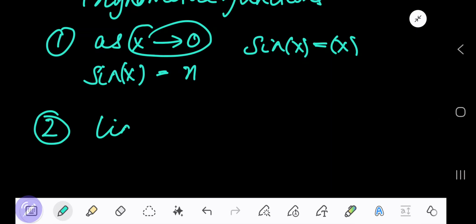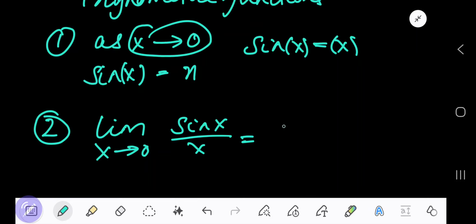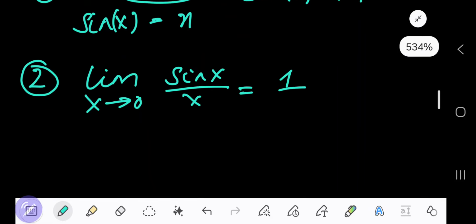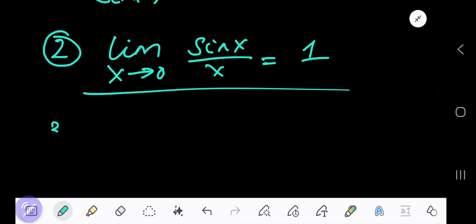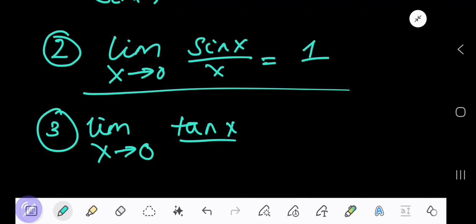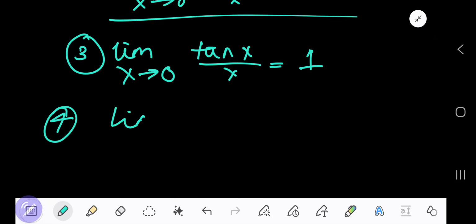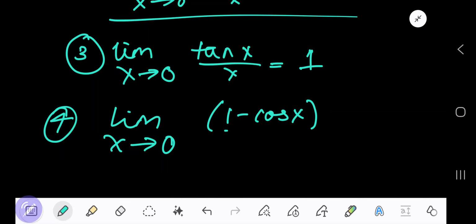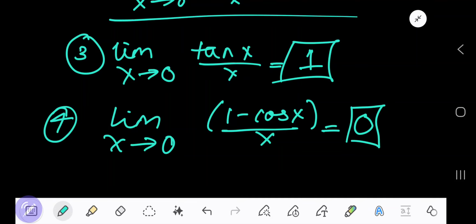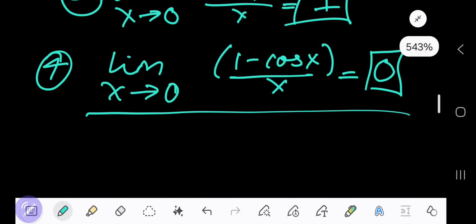The second one is the limit as x approaches 0 of sine x over x is just equal to 1. This is the second trigonometric law. A third one is the limit as x approaches 0 of tan x over x is equal to 1. Our fourth and final one is the limit as x approaches 0 of 1 minus cos x over x, which is equal to 0. So these are our 4 trigonometric limit laws.